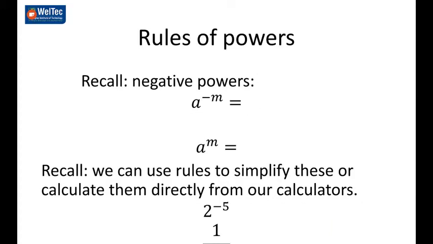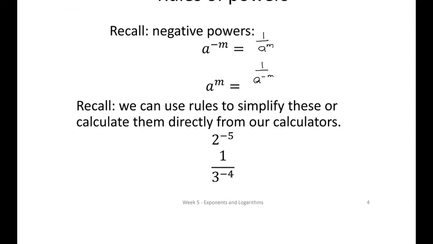Again, recall from earlier that a to the power of negative m is 1 over a to the power of m, and a to the power of m is 1 over a to the power of negative m. So if we're going to look at 2 to the power of negative 5, that is 1 over 2 to the power of 5, and we could work it out if that's what we needed to do.